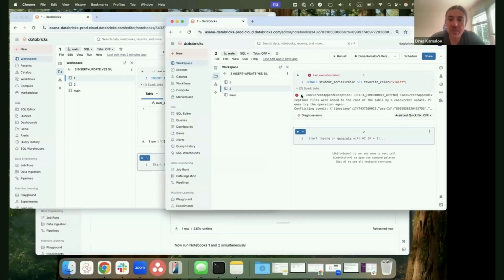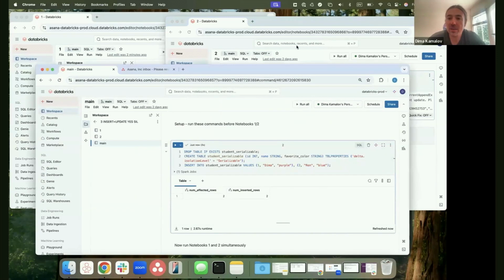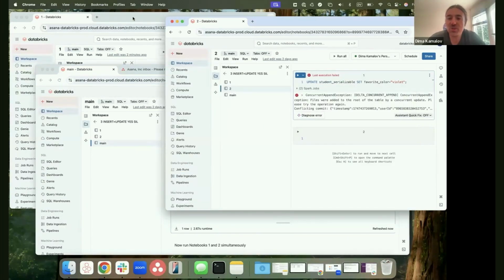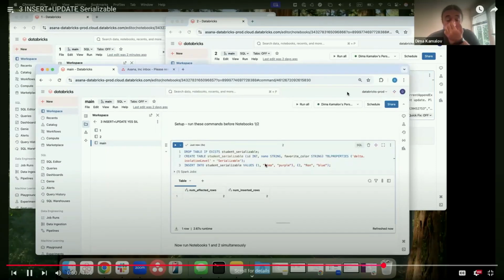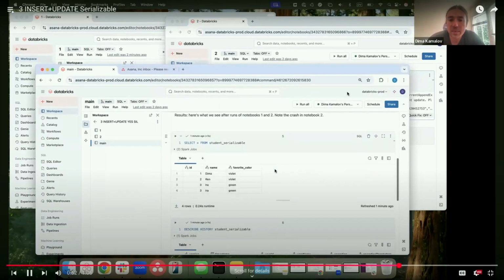And in this case, we see our first example of a concurrent append exception, which is basically Databricks telling us, I cannot do the thing that you wanted me to within the constraints of the current isolation level. There is no way to do the thing that I was trying to do, running the transactions one at a time, based on the state that they were in together.